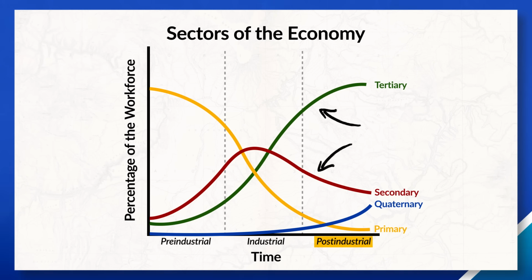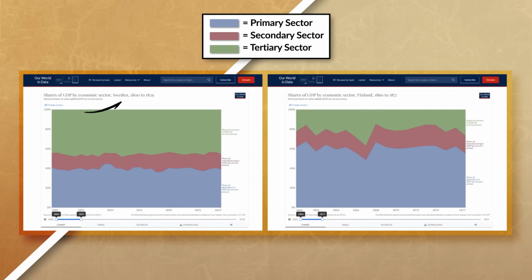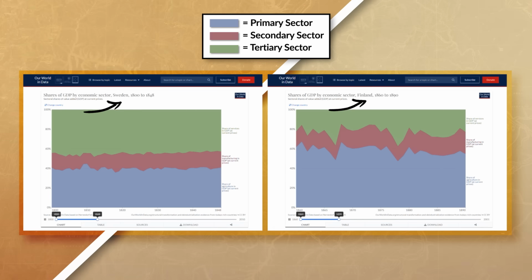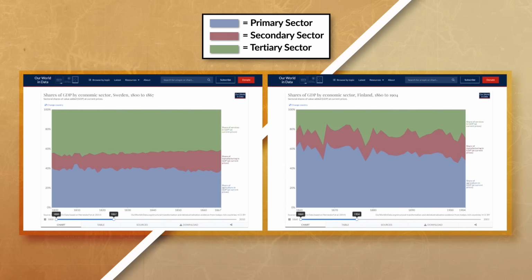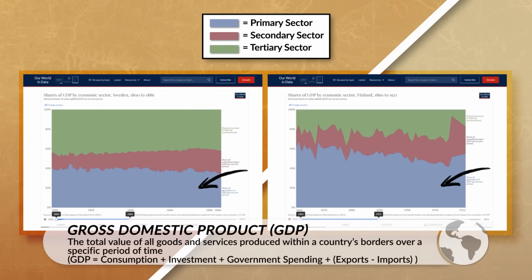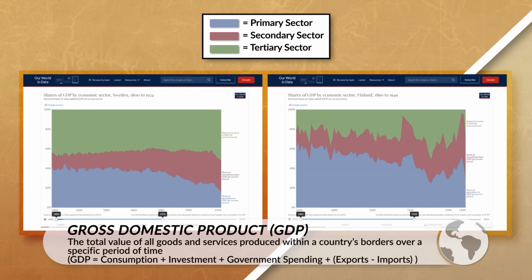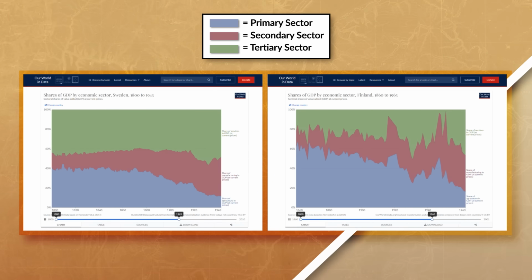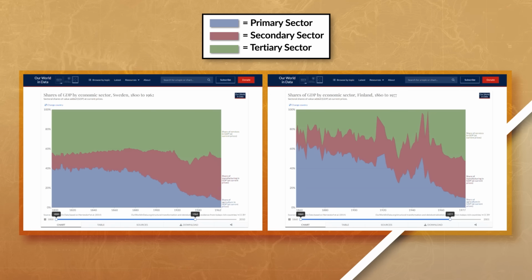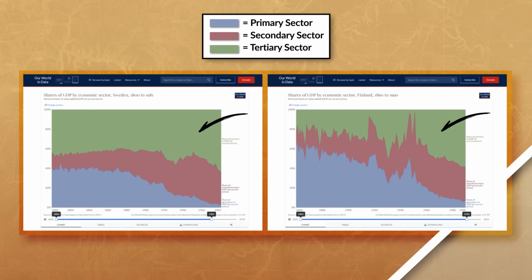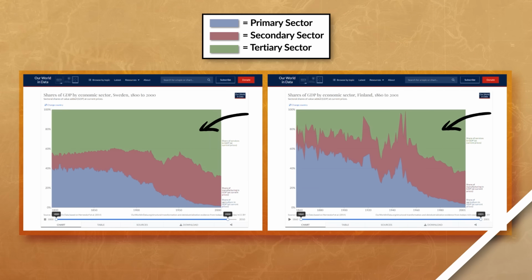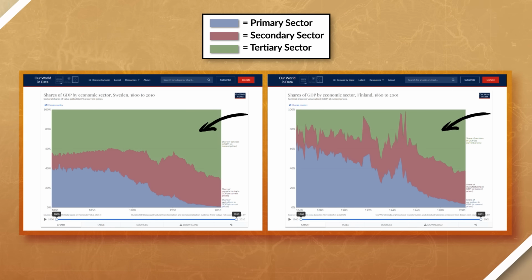Here the economy is becoming more focused around service jobs and less on manufacturing. You can see this trend here when looking at Sweden and Finland. Notice how both countries originally had a fair amount of their GDP located in the primary sector and the secondary sector, but over time each of those sectors declined, with the decline first starting in the primary sector and then the secondary sector, while at the same time the tertiary sector continued to account for more and more of the GDP in the country.